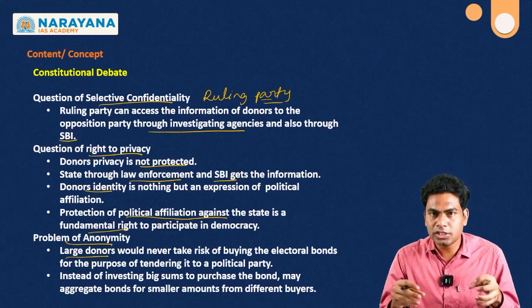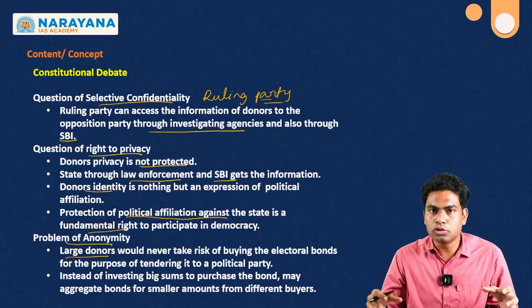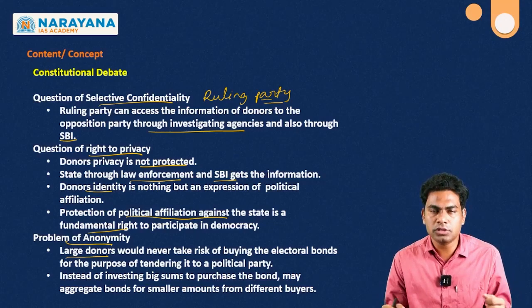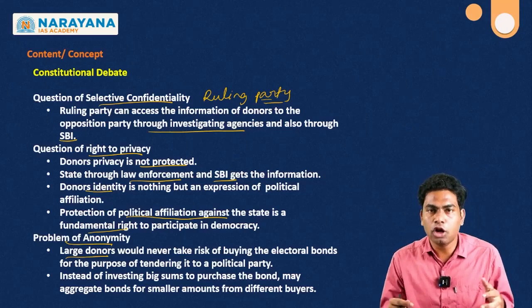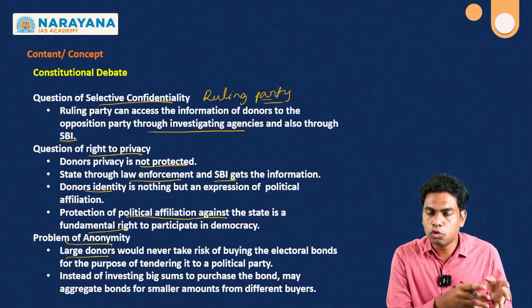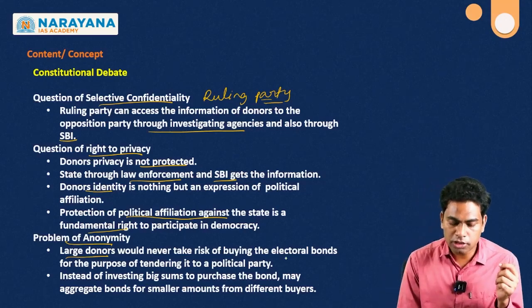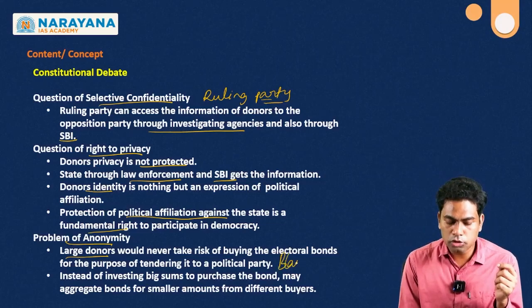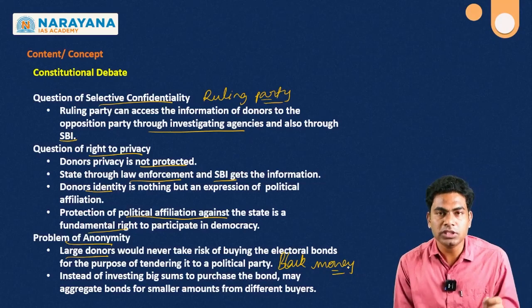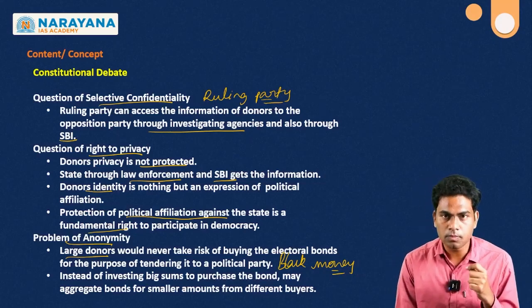They will use various small routes, for example many individuals, to see that their money is routed into political party funding. If that happens, we will not be able to locate the individuals who are using unaccounted money to conduct transactions. So there is a possibility of black money influencing the politics. This question has been raised in the Supreme Court.